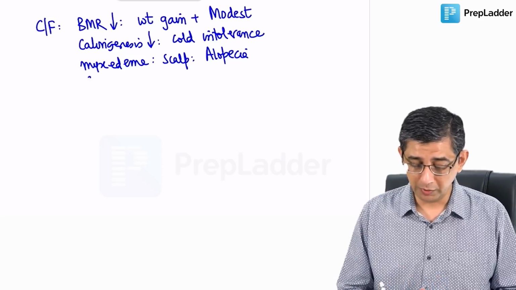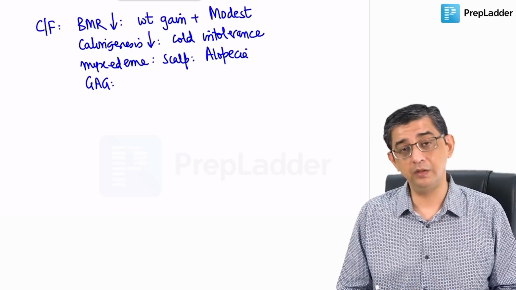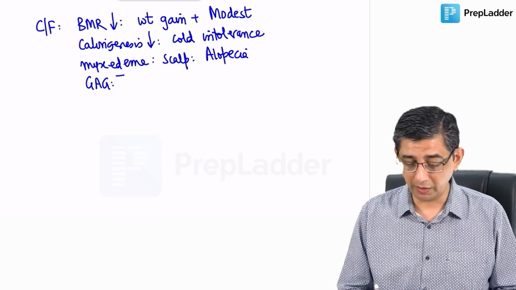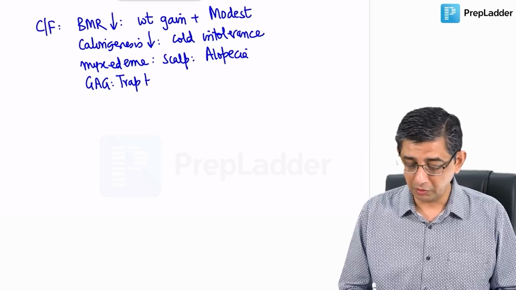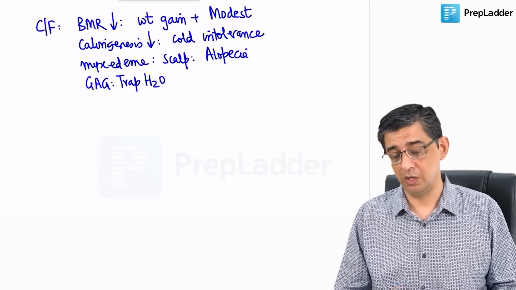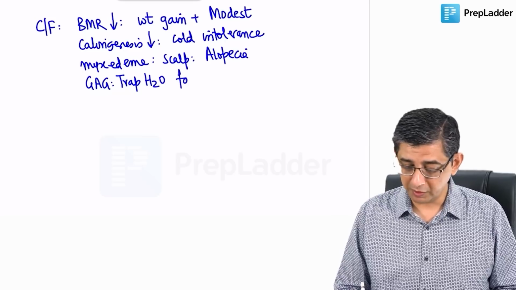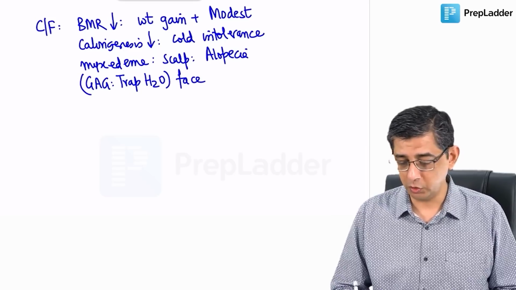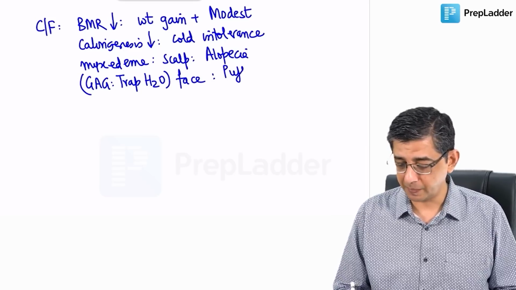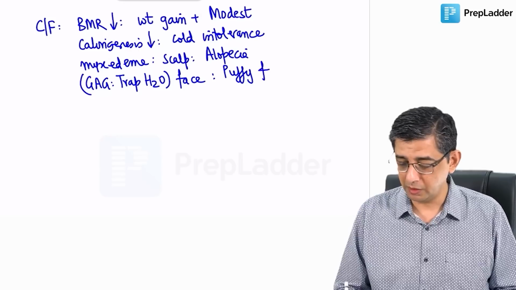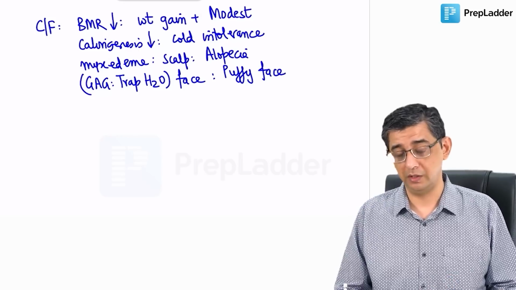You see, glycosaminoglycans which are present in the myxedema component tend to trap a lot of water. Therefore, there would be swelling in the tissues. So therefore, if myxedema is going to involve the face of the patient, you will read about puffy face. That's going to be a cosmetic complaint of the patient.